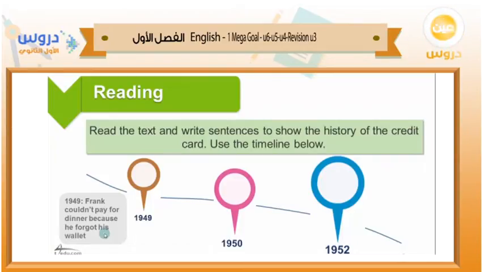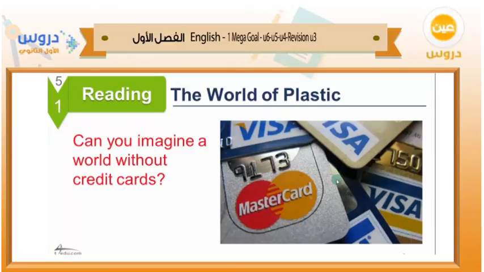So he can put only one credit card in his pocket, and he can pay for it. If he's rich, he could have millions inside the credit card. And in 1950, something else happened after Frank forgot his wallet in the hotel, and that was in 1949. And then in 1950, something else happened, and 1952, credit cards were all over the United States. So here are some world of plastic, too many credit cards.